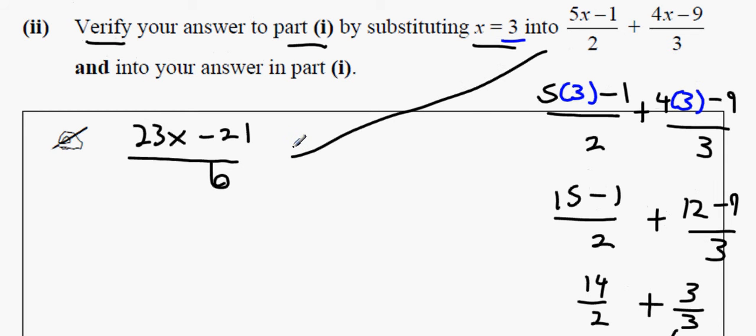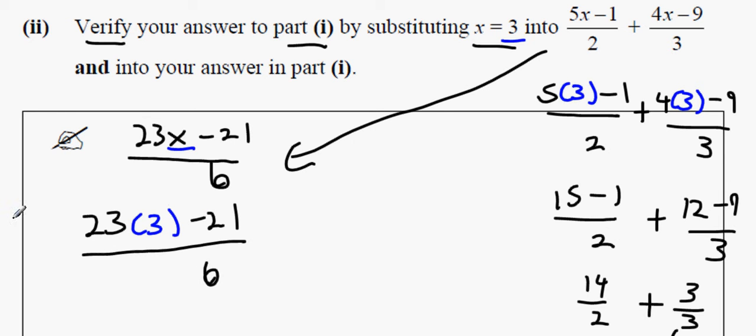So to verify that these are actually the same thing, it's just like a makeover. If we put x equals 3 into this equation, and then we put x equals 3 into this equation here, this means that both answers should be the same. So we're expecting this to come out as the answer of 8. So it's going to be 23, and we're once again going to replace the x with 3. We're going to take away 21, and then we're going to divide by 6.